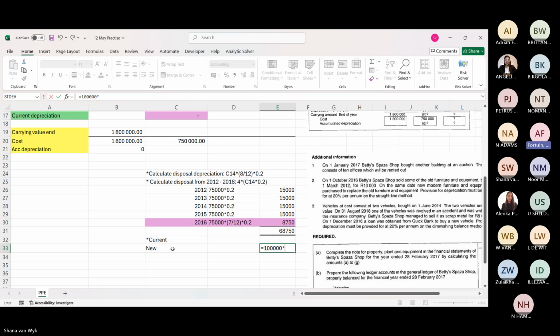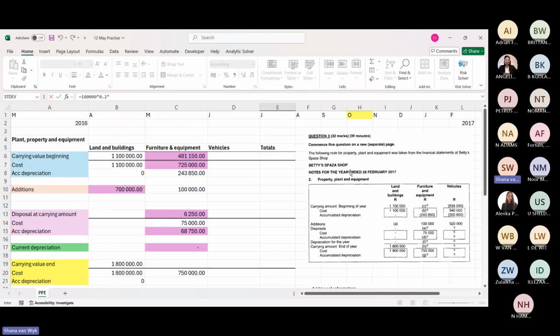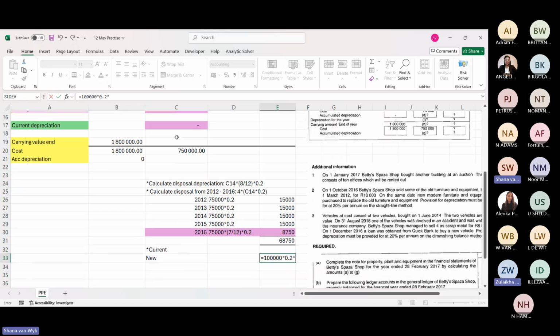100,000 times 20% times 5 over 12. When did we buy it? On the same day, the 1st of October. From 1st October to February is 5 months: October, December, January, February. We're getting that funny number, where you think you're wrong, but you're right. Okay.